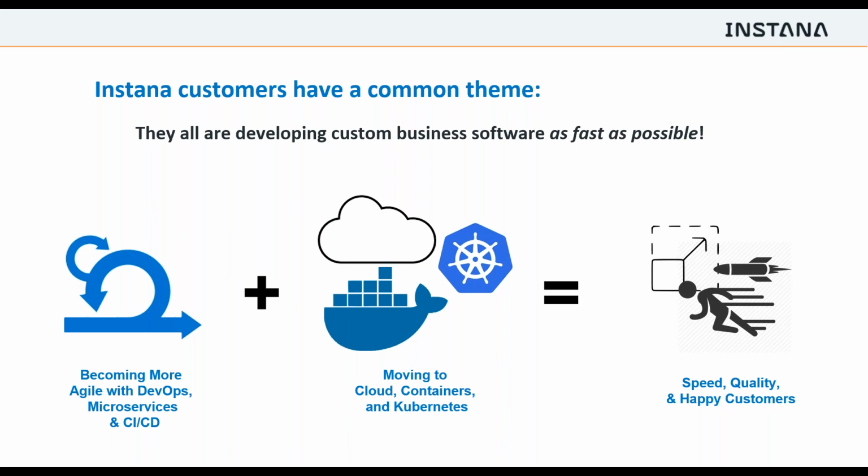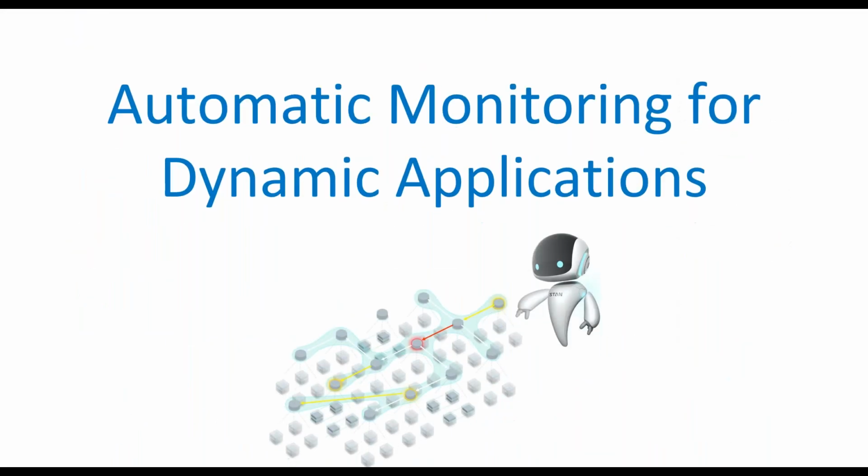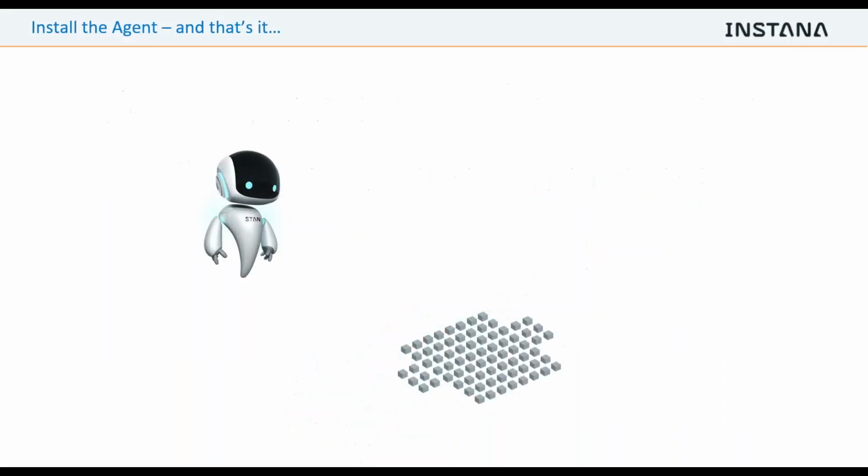The idea is to create a much faster world, but to move within that world, your monitoring tool has to match the speed at which you're deploying your applications. So what we've done is we've created an automatic monitoring solution that handles the dynamic aspect of these containerized applications. Now, here's the cool thing. All you have to do is deploy one agent into a host. That's it. We will do the rest.